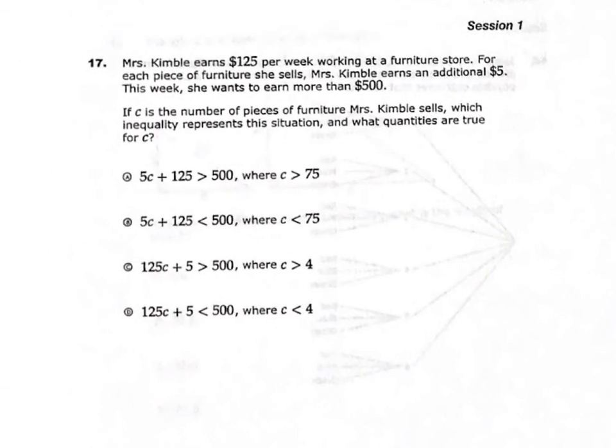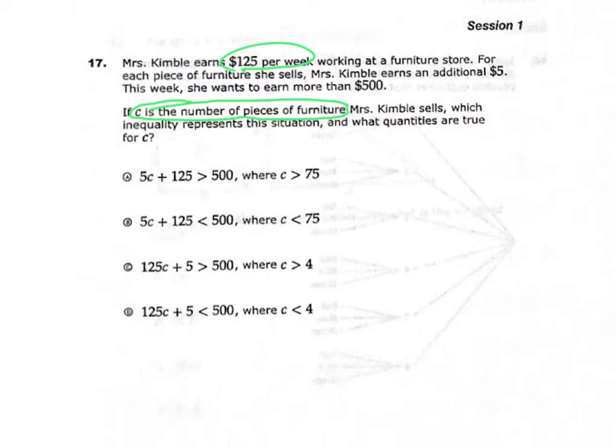Skipping down here to number 17. It says Miss Kimball earns $125 a week working at a furniture store. For each piece of furniture she sells, she makes $5 extra. This week she wants to make more than $500. Now here's the important part. C is the number of pieces of furniture that Miss Kimball sells. Which inequality represents this situation?